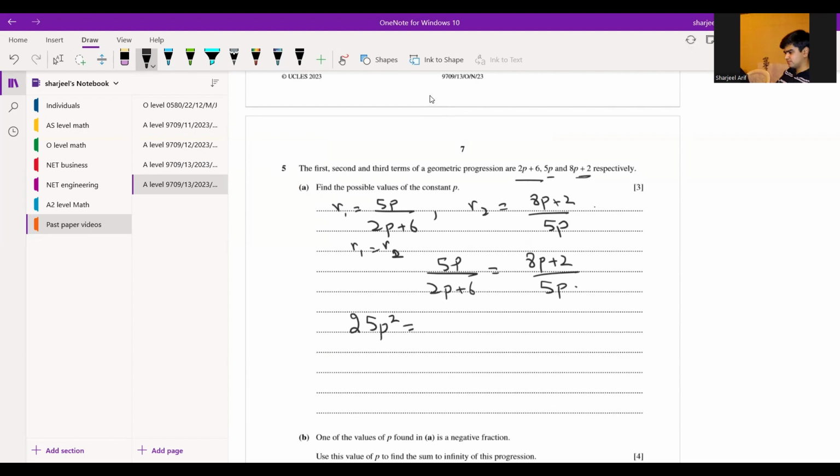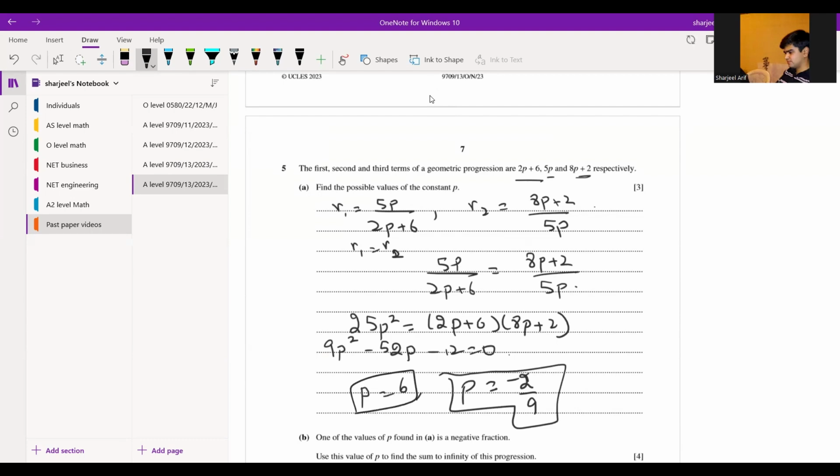We will cross multiply to get 25p square equals 2p plus 6 into 8p plus 2. This will be 9p square minus 52p minus 12 equal to 0. By factorization, we will get p equal to 6 and p equal to minus 2 by 9. These will be the two answers of p.